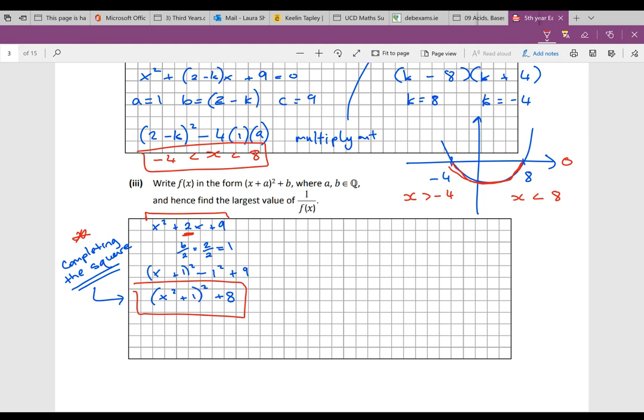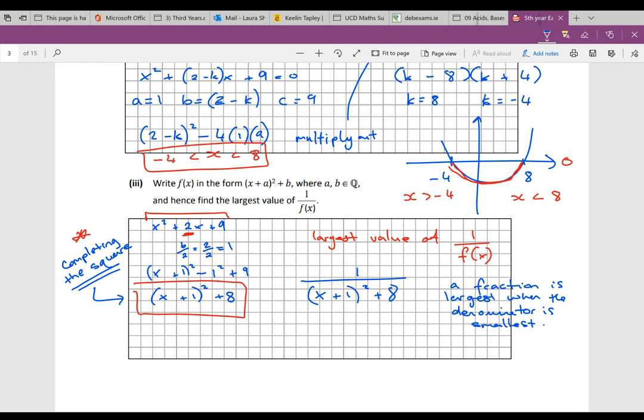Then it wants the largest value of 1 over f(x). I'm going to go back to my blue pen. So you have 1 over (x + 1) squared + 8. And again, sorry, there should not be a squared inside the bracket. Now the largest value of a fraction: a fraction is largest when the denominator is smallest.